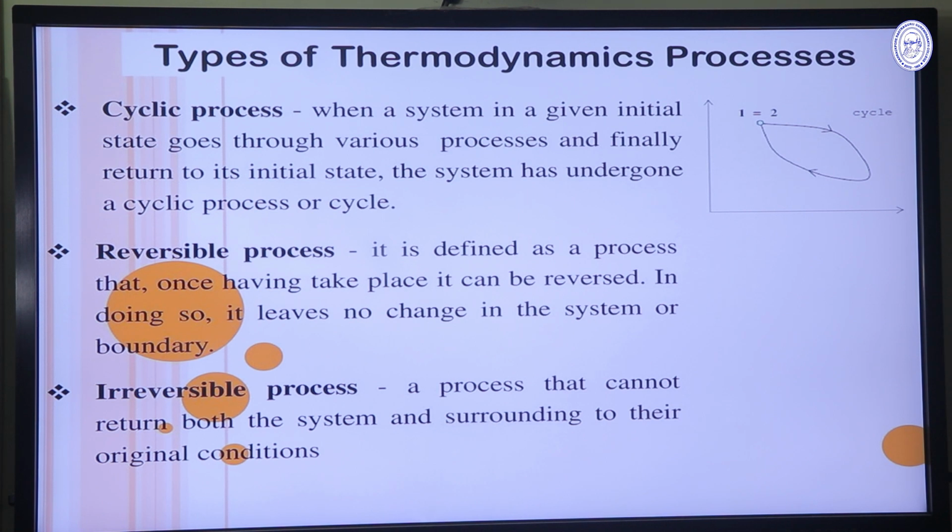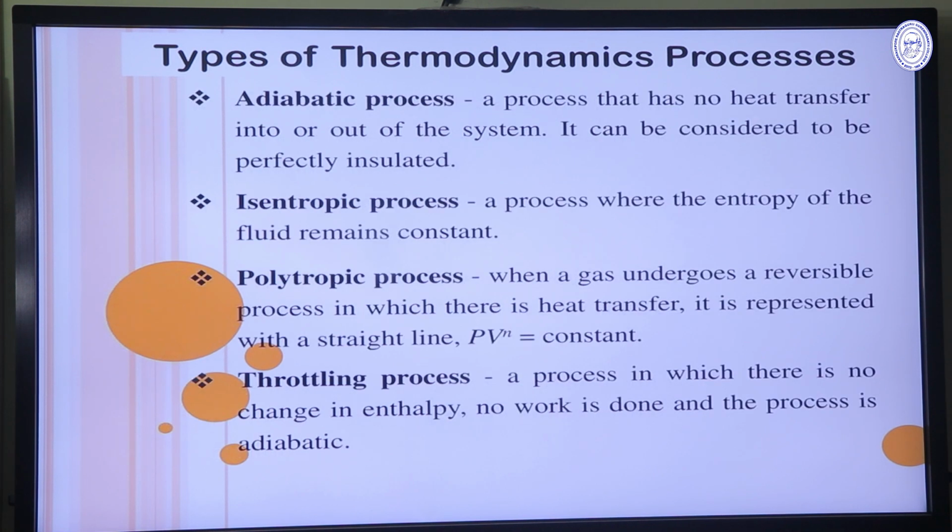Now, coming up to the irreversible process, this is a process that cannot return to its original initial condition. So, considering both the system and the surrounding, they will never revert back to their original condition. So, if A is converting to B and then to C, it will never revert back to A again.